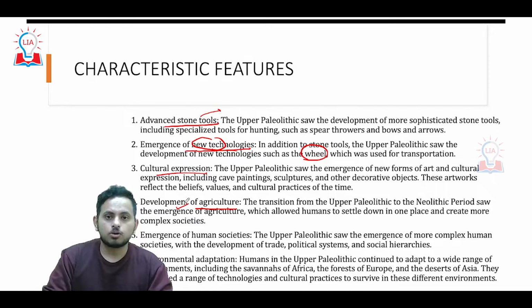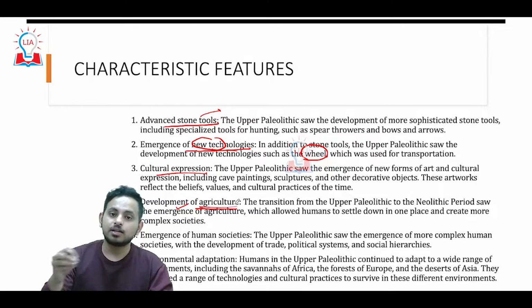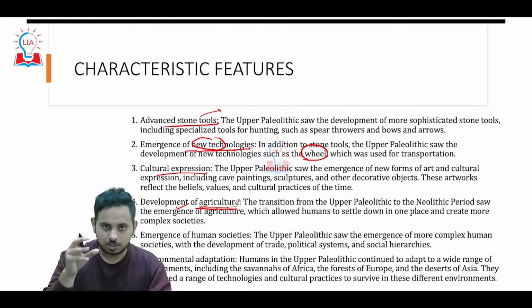So when we talk about the out of Africa theory in human evolution, we say that the human evolution actually started when a very primitive man started growing a very primitive agricultural crop, that was barley, which means barley was the first crop that was cultivated by the human ancestors. So development of agriculture during the later part of the upper Paleolithic period is something that you have to remember.